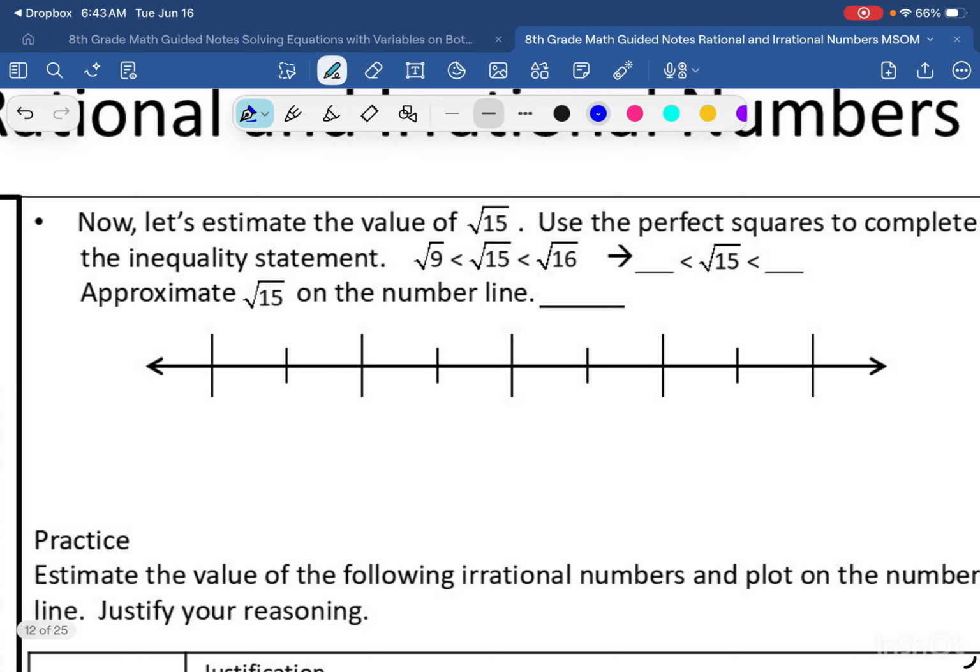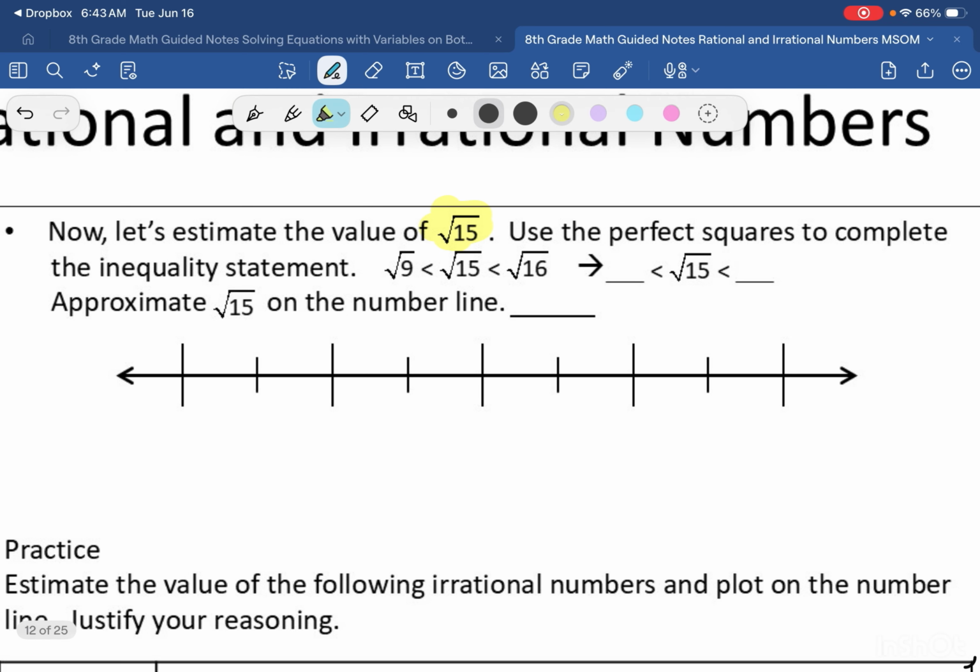Now let's estimate the value of the square root of 15. Use the perfect squares to complete the inequality statement. The square root of 9 is less than the square root of 15 is less than the square root of 16. So these numbers right here, 9 and 16, are perfect squares, and 15 is going to fall between those. So it's going to be between 3, because that's the square root of 9, and 4, because that's the square root of 16. So let's write this on the number line.